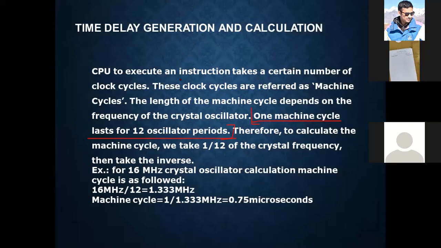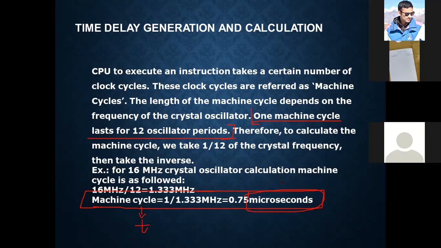Clear or not? Just see the example: with the 16 megahertz crystal oscillator, the machine cycle calculation is first divided by 12, as one machine cycle lasts for 12 oscillator periods. So it will come to 1.333 megahertz. The machine cycle will be the inverse of this particular frequency, because a machine cycle is nothing but time, so the unit will be time, in microseconds. So in seconds, some 10 to the power minus 3 or 10 to the power minus 6 will be there. Is it clear how to calculate the machine cycle? Yes, sir. Okay.